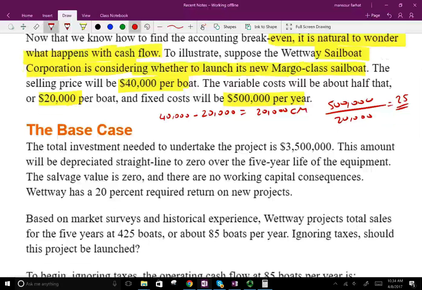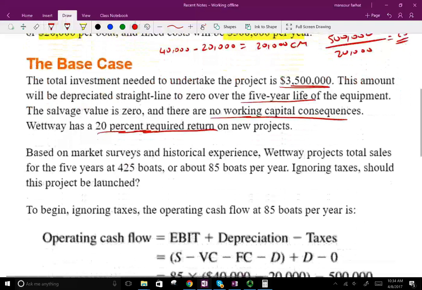The total investment needed for this project is $3.5 million. The amount will be depreciated straight line to zero, fully depreciated over 5 years. The equipment will have a salvage value of zero, so we can't sell it for anything, and there is no working capital needed. We have a 20% required rate of return. Based on a market survey, we project that total sales for 5 years will be 425 boats, or about 85 boats per year. Ignoring taxes, should we undertake this project?